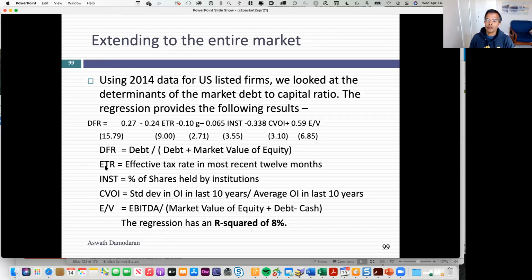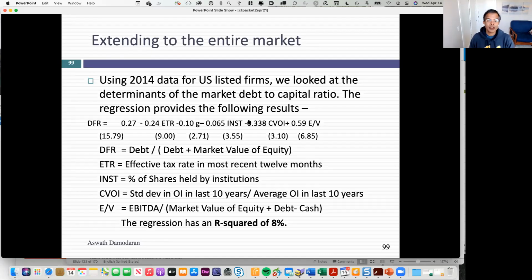The first variable I used was the tax rate. Which component of the trade-off am I capturing here? That's capturing the tax benefit of debt. The higher the tax rate, the more debt you should have. I threw in growth into the regression. Why do I care about growth? Because higher growth companies should borrow less money because they're worried about financial flexibility and everything being in the future.